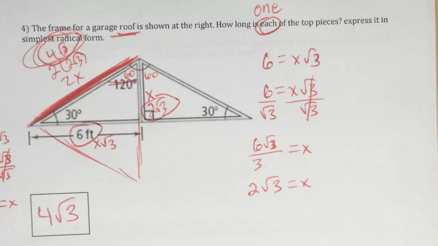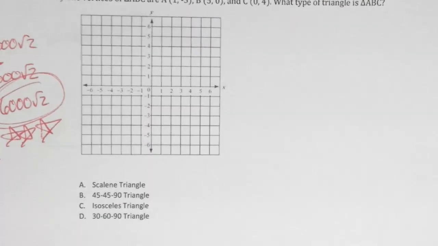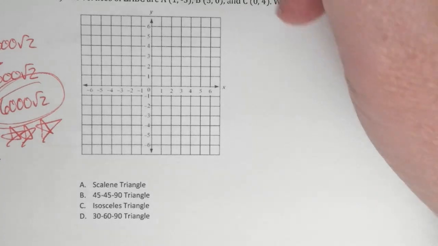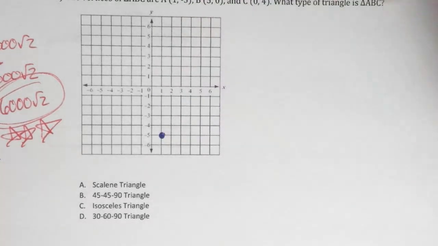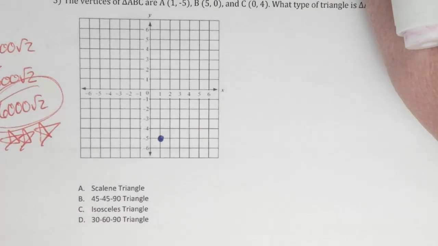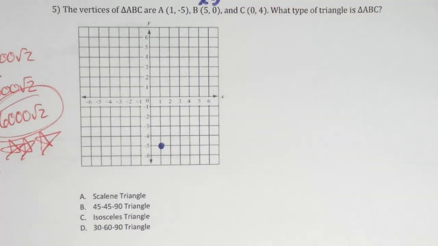Fabulous. All right, number 5. Number 5, we first need to plot this. I have no idea what's going on. Let's just plot it. So that's 1, -5. So 1, -5. Now, anytime you have zeros, you always want to put x, y either above or below it.